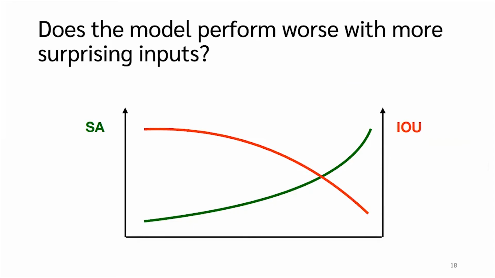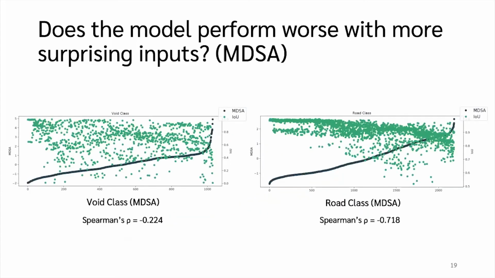Our first question is a sanity check of activation trace and surprise adequacy. We expect that the model performs worse with more surprising input, which means that when the SA value is high, IOU is going to be low, and vice versa. Let's see the result. We sort test images by their IOU values and plot SA and IOU relationship figures.